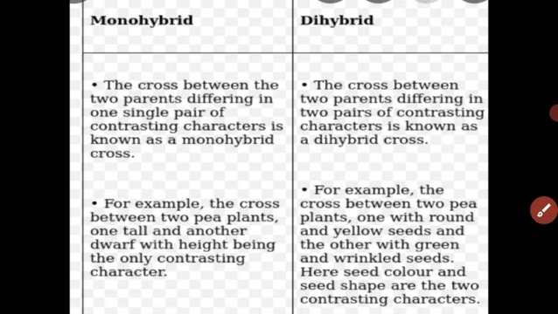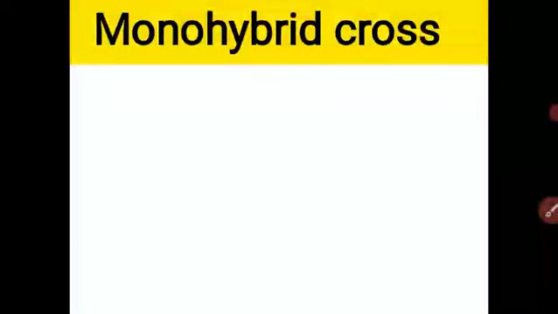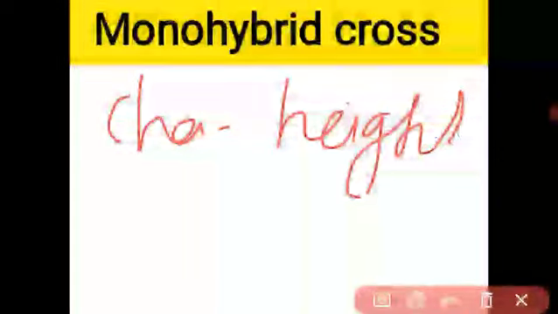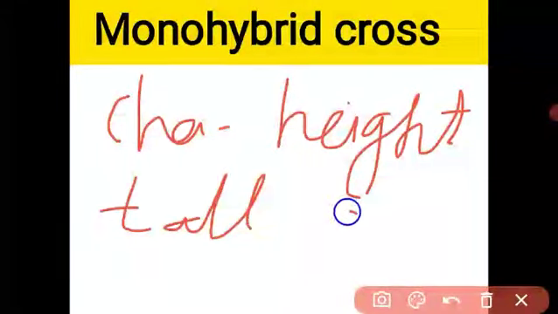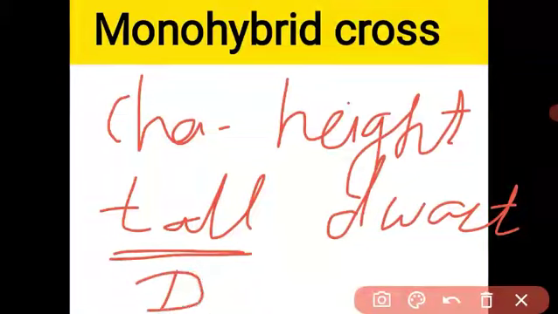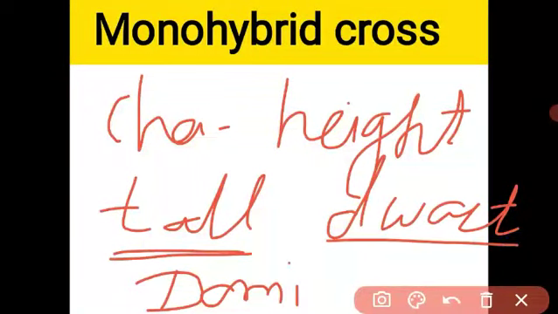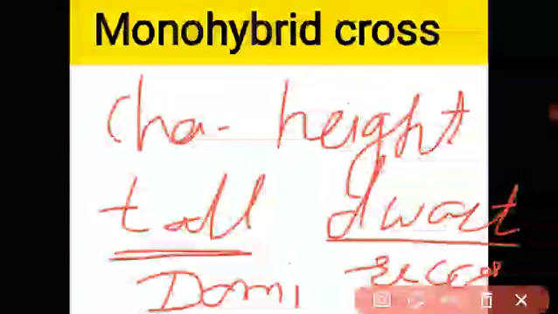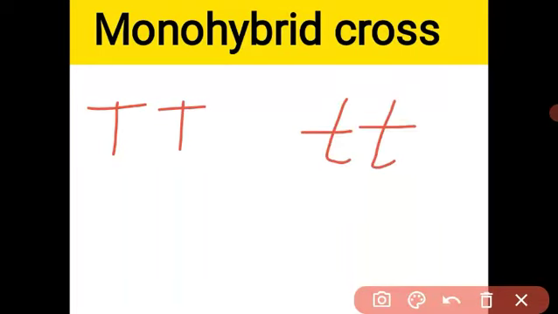First is the monohybrid cross. I told you, mono means one, hybrid means cross. Whenever Mendel crossed one contrasting character, first he took the character height. The character is height: tall and dwarf. I told you tall is dominant and dwarf is recessive. Dominant is always written in the capital letter and recessive is always written in the small letter.